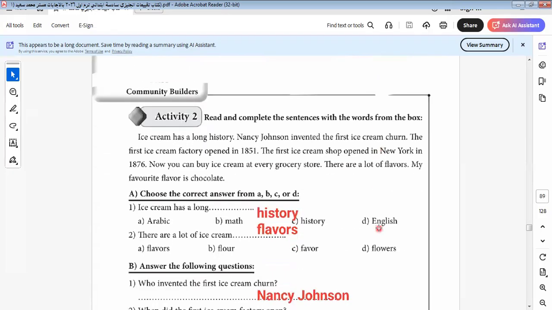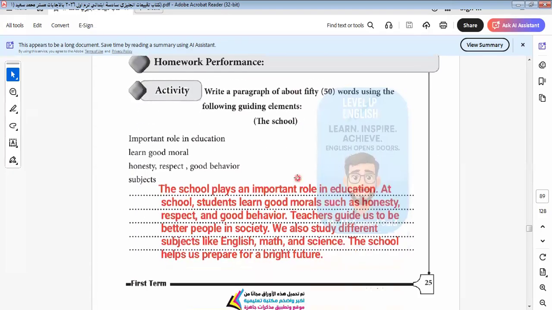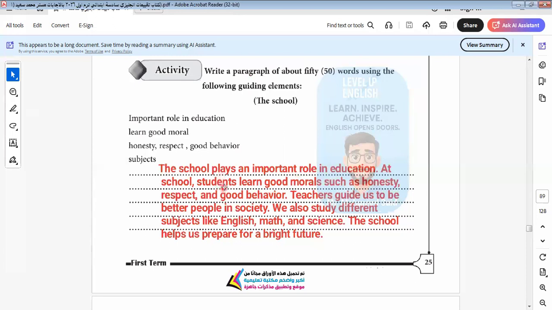Let's go to another one here. I will leave this one to do by yourself. Let's go to this paragraph. Here this paragraph talks about the school and how the school plays an important role in our life, and how to learn more, to learn everything, to learn morals, to learn education, to learn lessons.